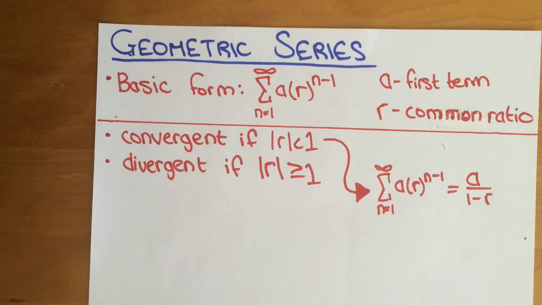The geometric series test states that a geometric series is convergent if the absolute value of r is less than 1. You can calculate what the convergent series actually sums to using the formula: the summation a times r to the n minus 1 equals a over 1 minus r. If the absolute value of r is greater than or equal to 1, then the geometric series is divergent.